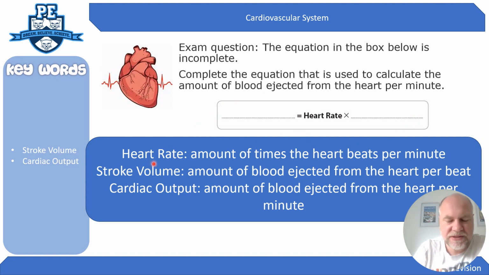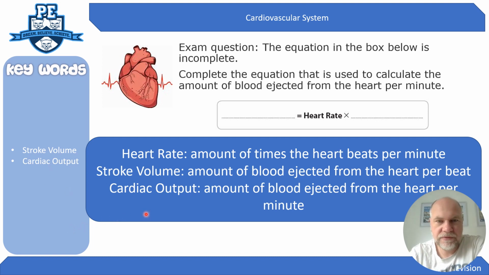It's worth revising these two because if the question asks about responses to exercise, both of these will increase. Our heart rate will increase, stroke volume will increase because we're pushing more blood out of the heart per beat, and the cardiac output will also increase because the heart rate has gone up and the stroke volume has gone up. So, as a response to exercise, make sure we know these definitions because they could get asked in the cardiovascular system.